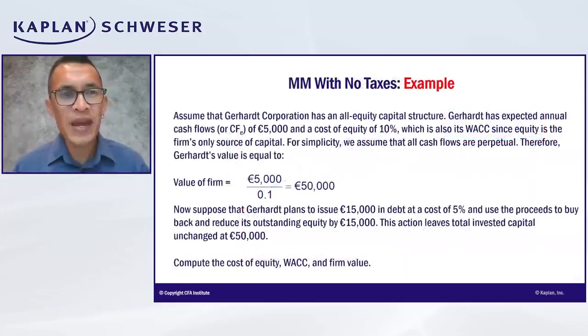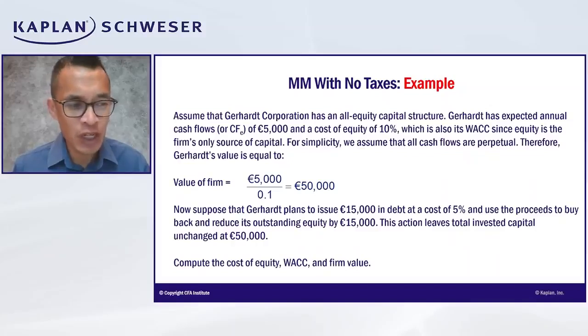Let's work through a basic example of M&M. We illustrate here the value of the firm stays at $50,000. So that implies that the WACC will stay at 10% as well. So the more interesting part is to compute the cost of equity.